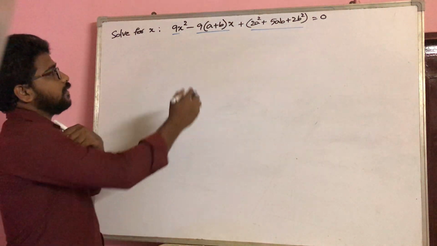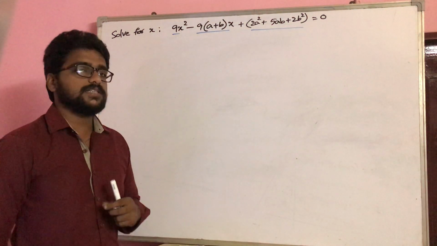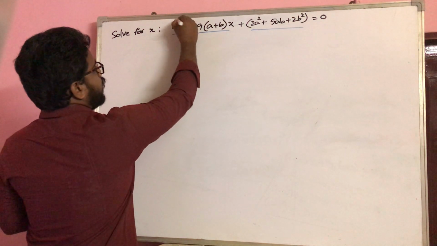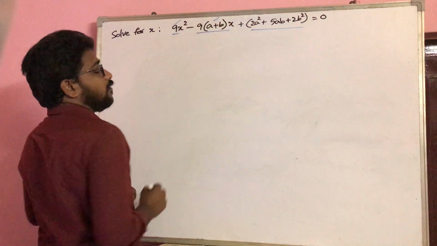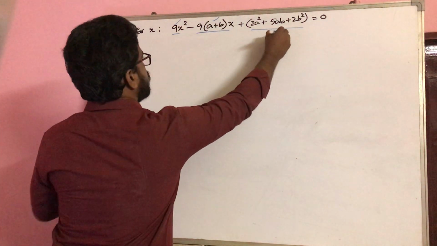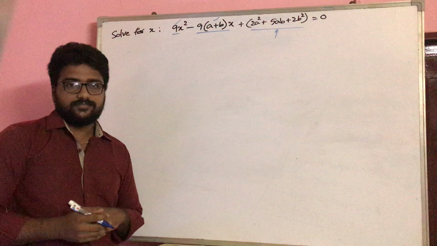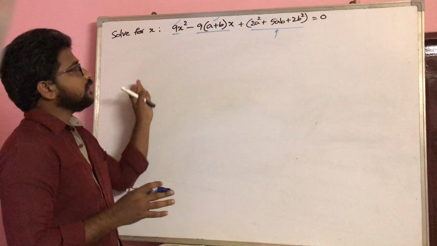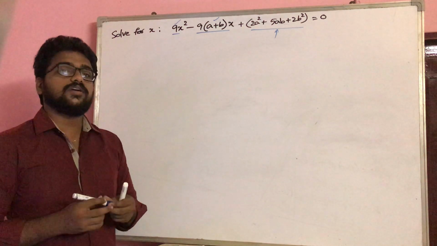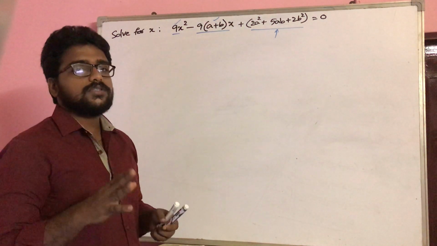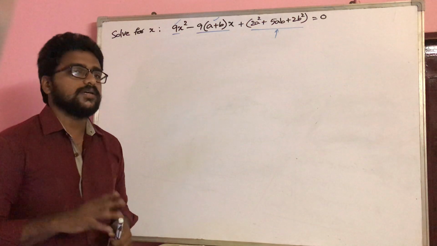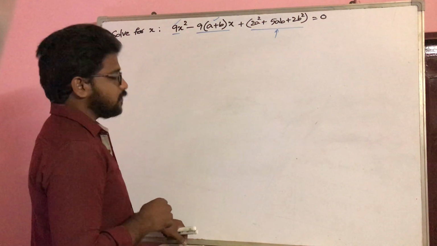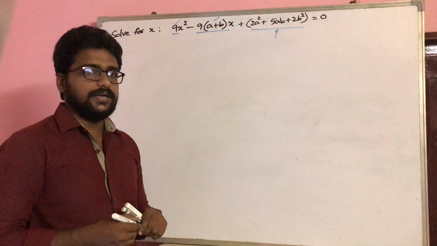If you observe here, this is a quadratic equation in terms of x, which is a variable. The a is 9, b is 9 of a plus b, and the constant is another quadratic term in two variables a and b. In this type of case, instead of going for factorization, it's always better to go for the quadratic formula so that you will get the answer in fewer steps. Let us see how we will apply the quadratic formula here.